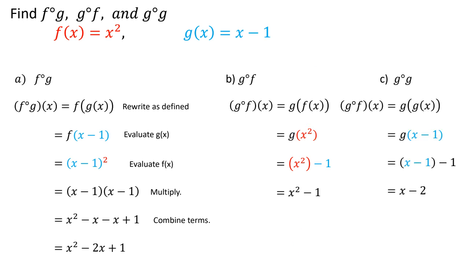Then the last one, g composed with g. We take x minus 1 and plug it back in for x. So we get x minus 1 minus 1, which is x minus 2.